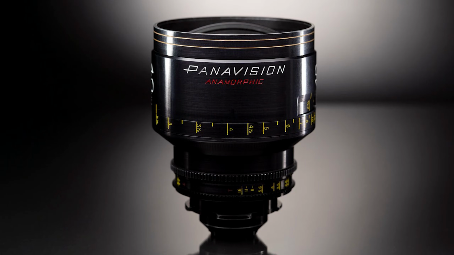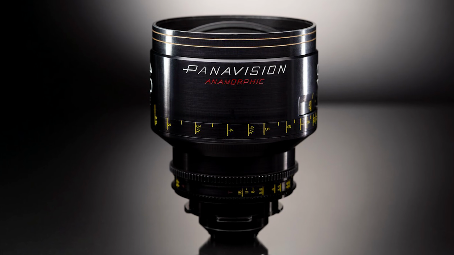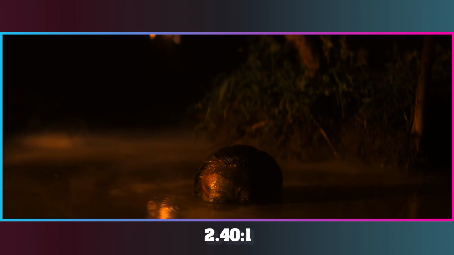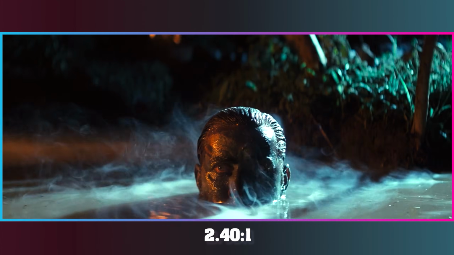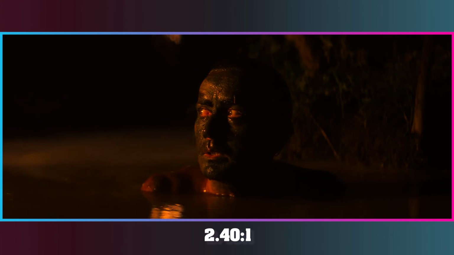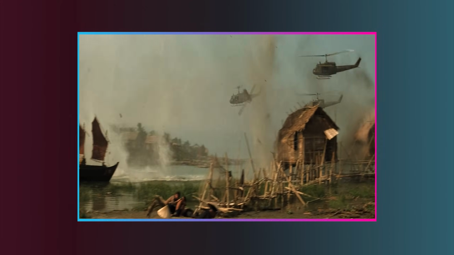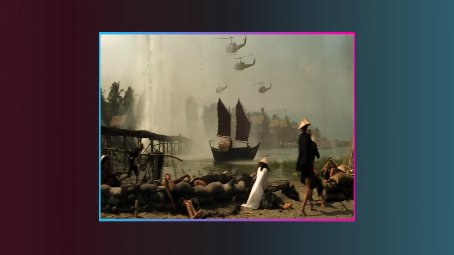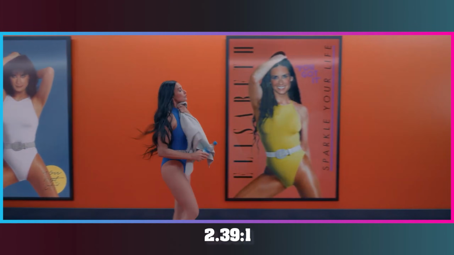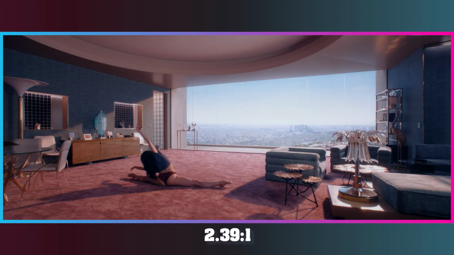As technology improved, new lenses were used for even wider aspect ratios. 2.39 by 1, often rounded to 2.40 by 1, is the common theatrical format starting in 1970. It was popularized by anamorphic lenses that allow filmmakers to squeeze a wide image into a standard frame and then unsqueeze it during projection. These ratios provide a sweeping, panoramic look and enhance the grandeur of the film.